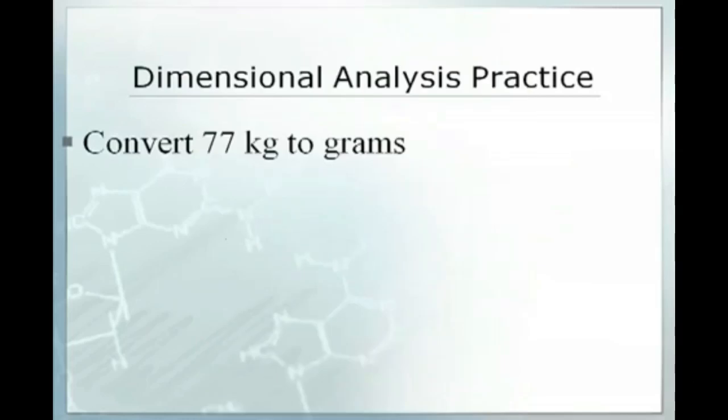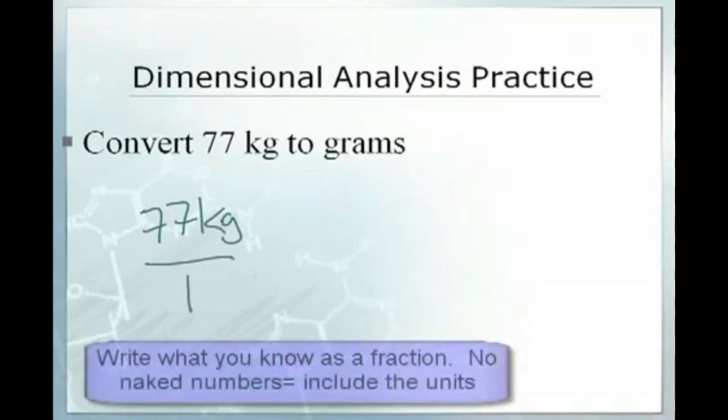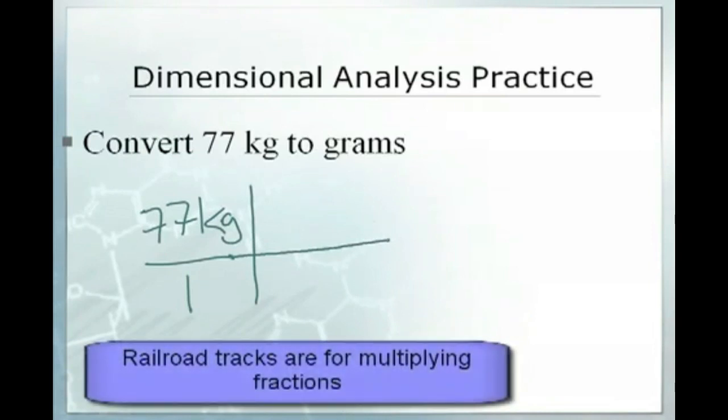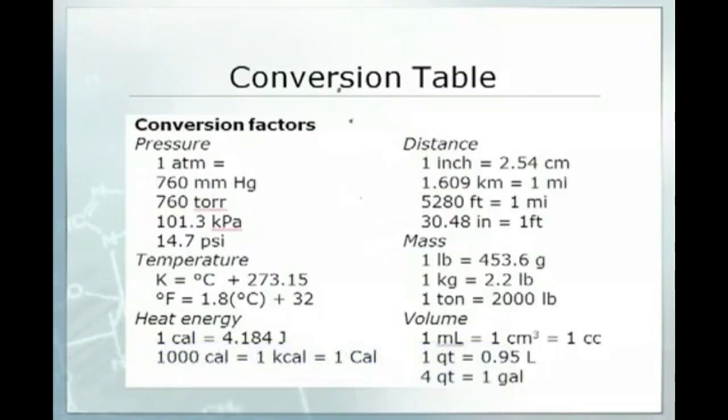So let's just dive in and do some conversions. So I have 77 kilograms. Rule number 1 is write down what you know as a fraction. Put it over 1. So you want to write it as a fraction. And so what I'm going to do is multiply by a conversion factor. We use these like railroad tracks. Now I need to look at my conversion table and see if I can find something that relates kilograms and grams.